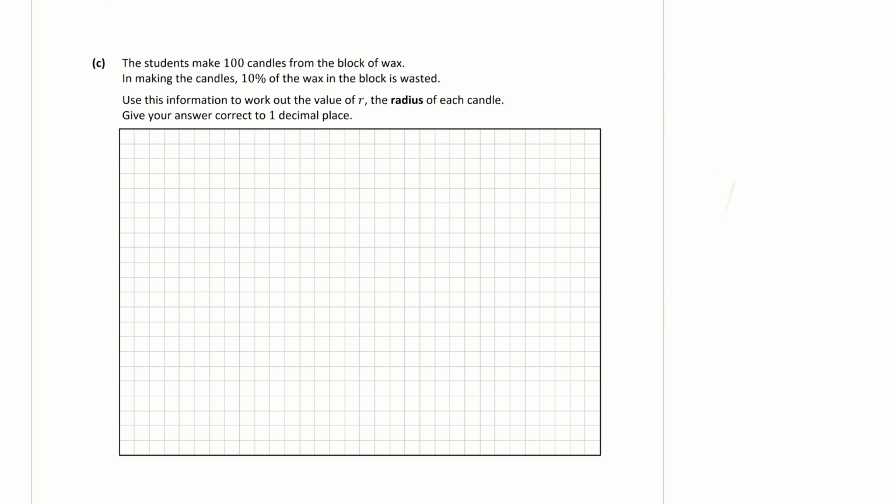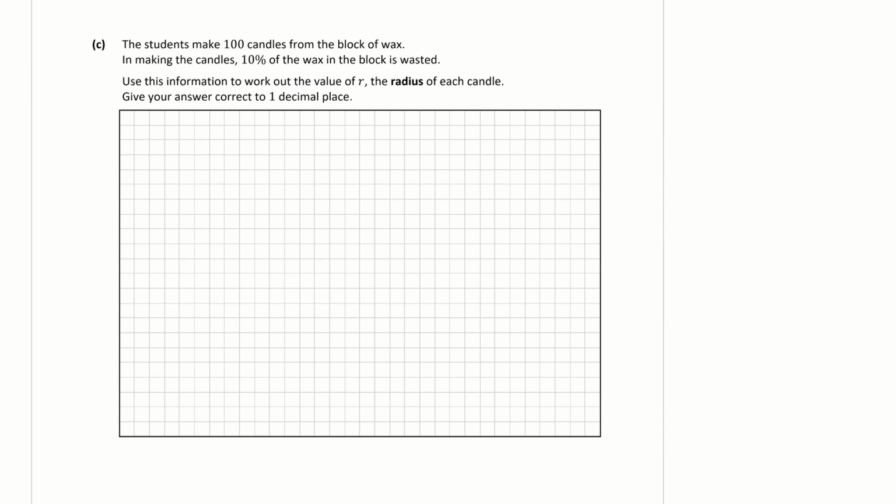Part C, the students make 100 candles from the block of wax. In making the candles, 10% of the wax in the block is wasted. Use this information to work out the value of r, the radius of the candle. Okay, so first thing we're going to deal with is this 10% of the wax which is wasted. So let's remove that 10% off the original 25,200 that we got in part A.